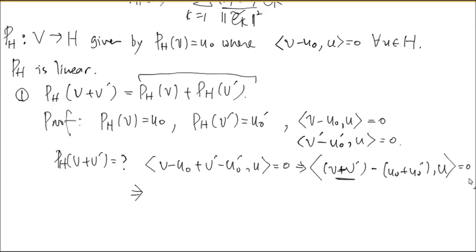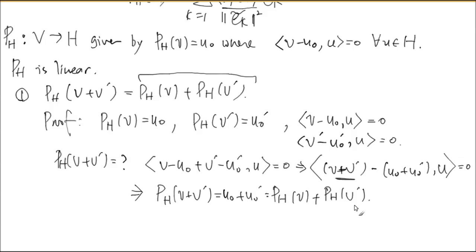Whenever you have that property, you know that the projection of V plus V prime is U0 plus U0 prime. We found one vector in U such that it has this property. That is the defining property of the orthogonal projection. So that is U0 plus U0 prime, right? But U0 was P_H V, and U0 prime was P_H V prime. Correct? That's why it's linear.